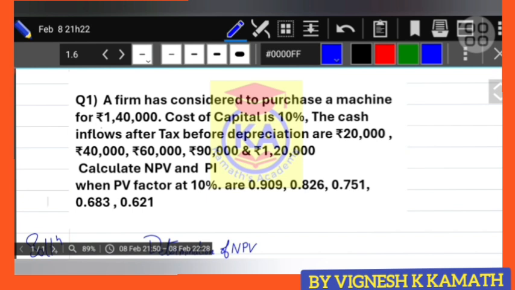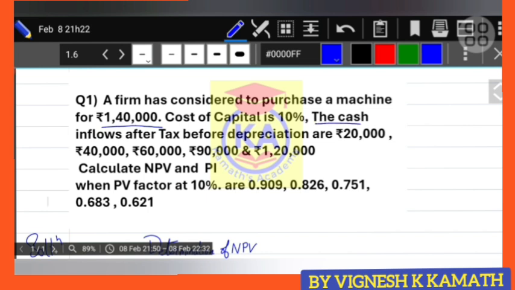A firm has considered to purchase a machine for rupees 1,40,000. So this line is regarding cash outflow, right? The cost of capital is 10%, that is not required. The cash inflows after tax before depreciation are rupees 20,000, 40,000, 60,000, 90,000 and 1,20,000.